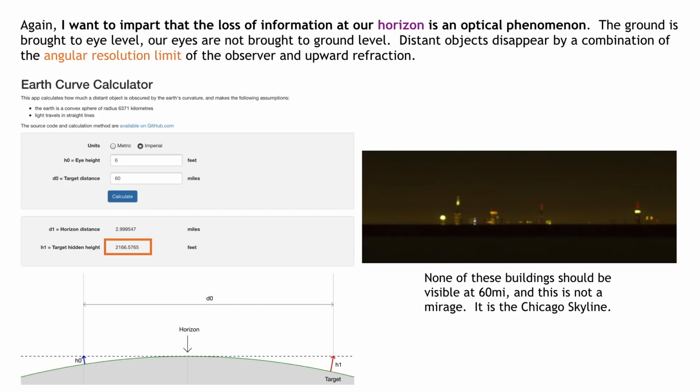So again, I'm just showing the Earth curve calculator that must be enacted in order to make these buildings appear. You have at a 6-foot observer height and a 60-mile distance, you must have a hidden height of 2,166 feet, and none of these buildings should be visible. This is not a mirage. That is the Chicago skyline.